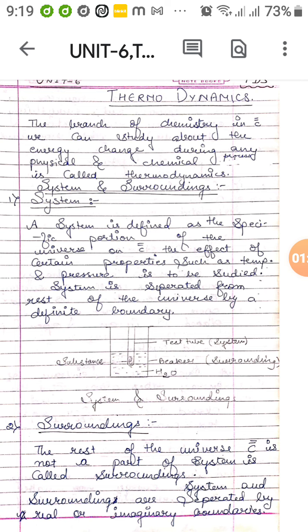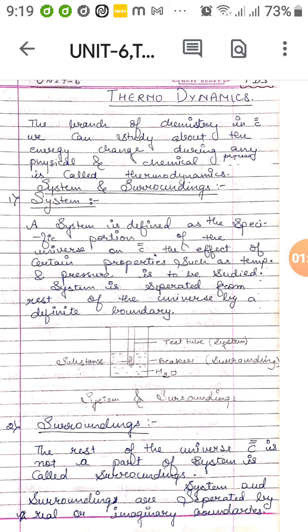You can see in the picture there is a beaker containing water, and inside the water a test tube along with the reaction mixture is submerged. So the test tube along with the reaction mixture forms the system, and the beaker along with water forms the surrounding. And both system and surrounding combine to form the universe. System and surrounding both are separated by actual or imaginary boundary.